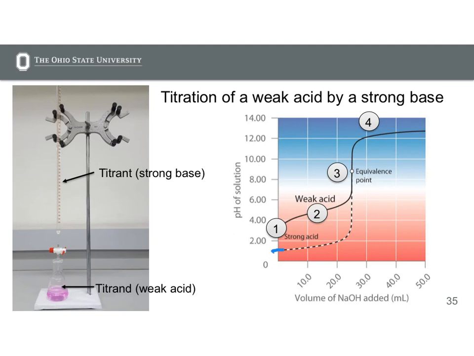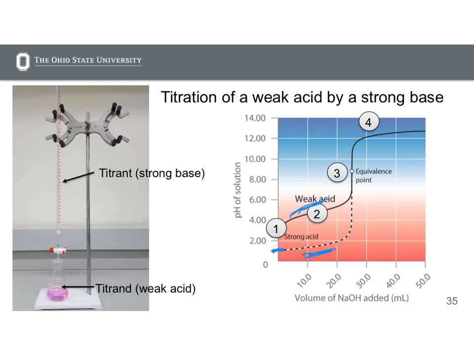This is the titration of a weak acid with a strong base, and the titration curve will look a little bit different. We're starting at a higher pH. There's a more extreme slope in this region than here. The equivalence point, interestingly, occurs at the same volume of base added. It will occur at a different pH, however.